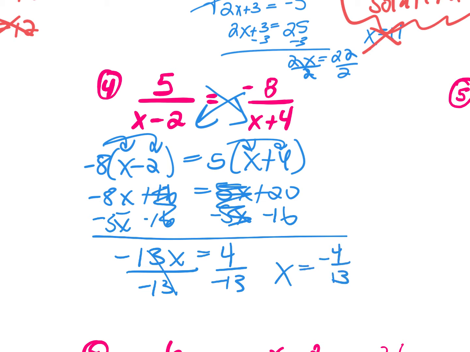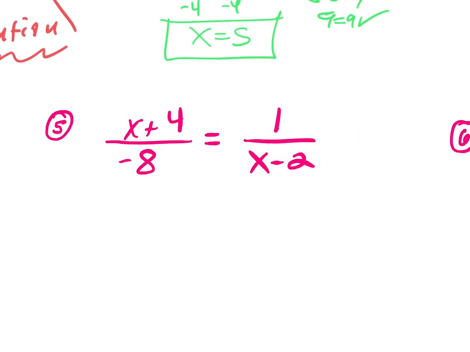Go ahead and throw that back into your denominator. Make sure it's not 0. You can plug it into the entire equation, and you'll see that it does satisfy, so that is a valid solution. Same thing here. We have a fraction equal to a fraction, so you simply cross multiply.